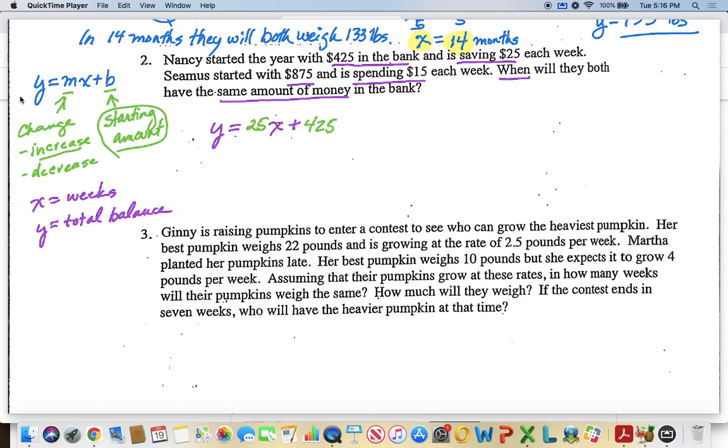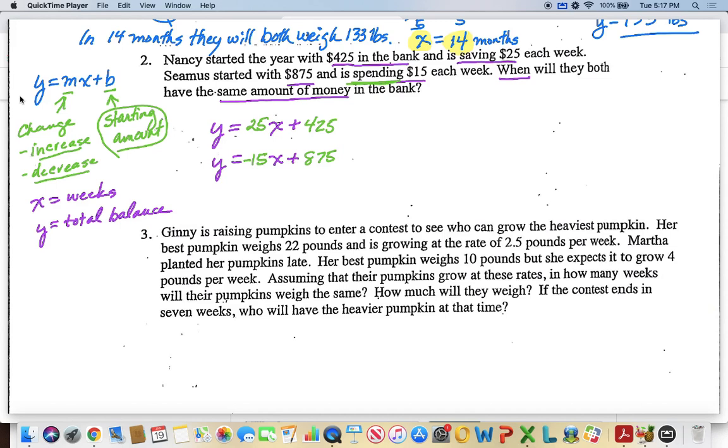All right, let's write the equation for Seamus. So Seamus is y equals mx plus some b. So let's figure out what those are going to be. He started out with $875, so that's our starting amount, which goes here where the b goes. And then he is spending $15 each week. So that's actually a decrease. So that's negative $15 every week.